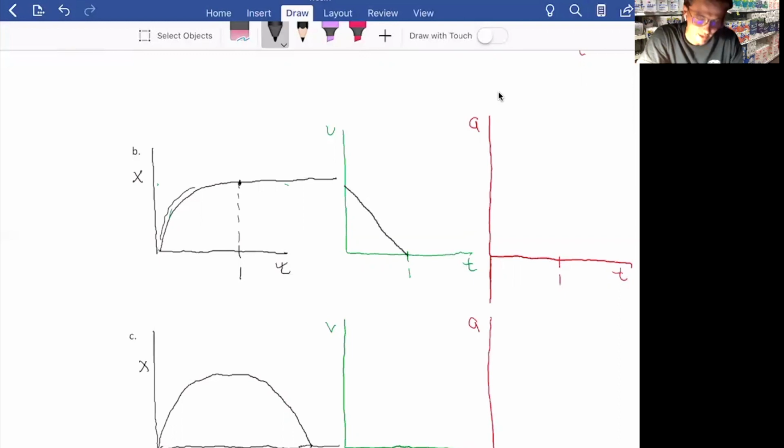And once we reach 1 second, what happens? Our car stops moving, right? We don't see any displacement after that 1 second. So we're going to have 0 velocity after that.